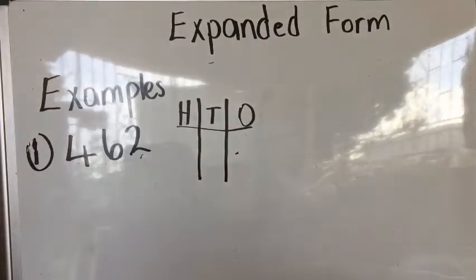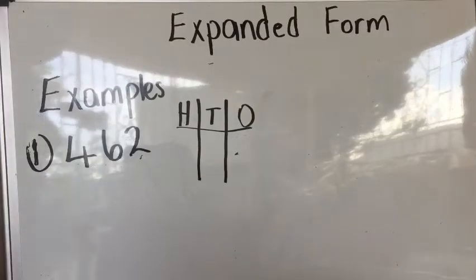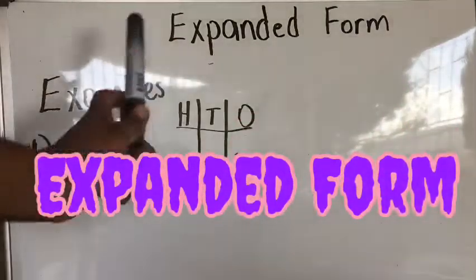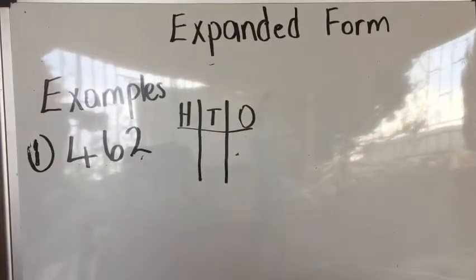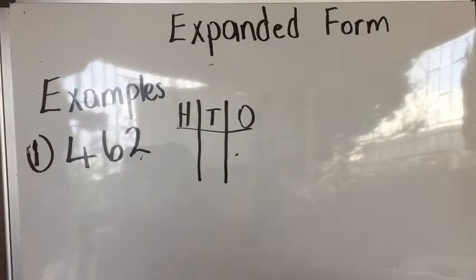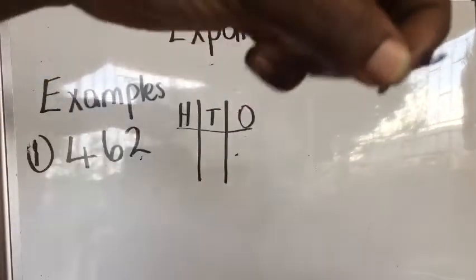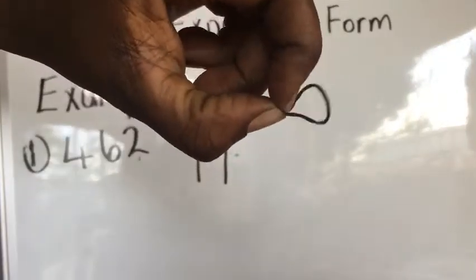Okay, students, so today I will be helping you to understand expanded form. Expanded form. Now, what are we going to start with? Let's say we have an elastic band. Look at this. This is an elastic band, right? Can you see it? Yes.